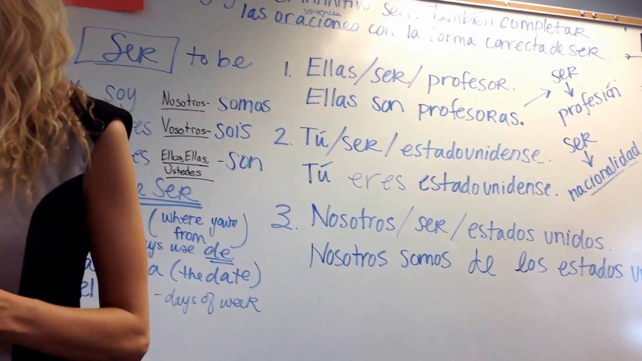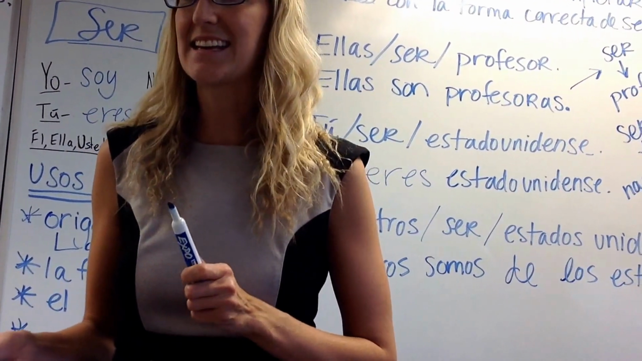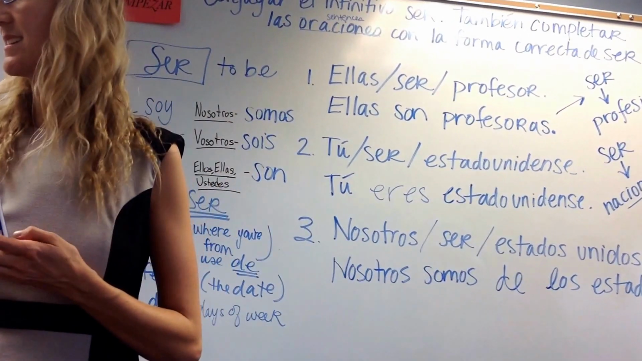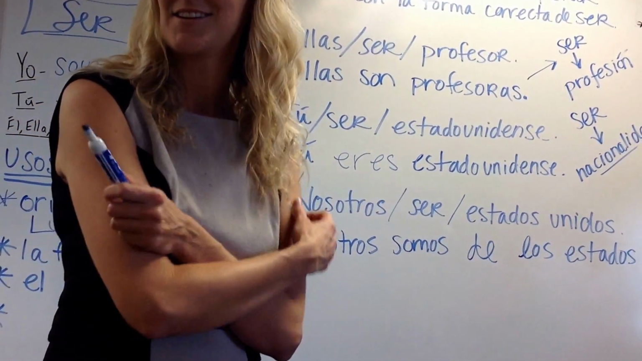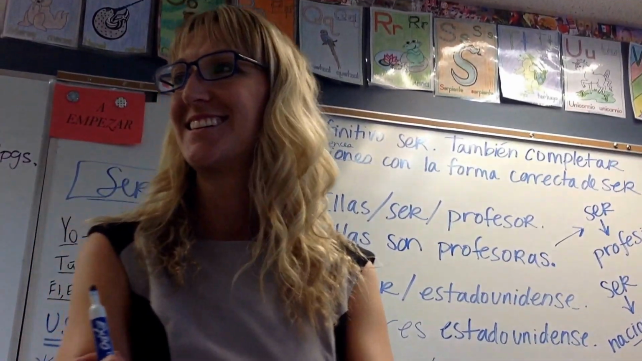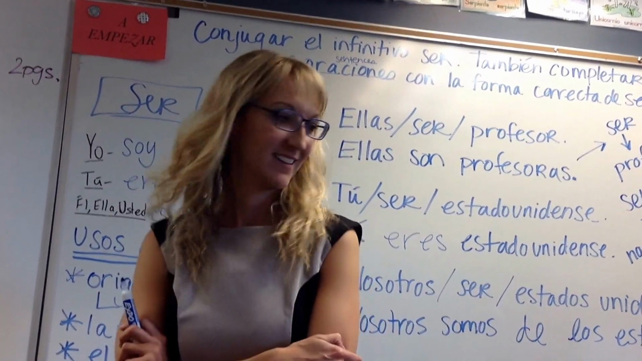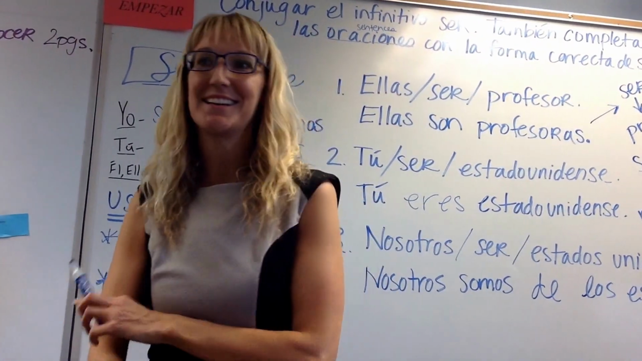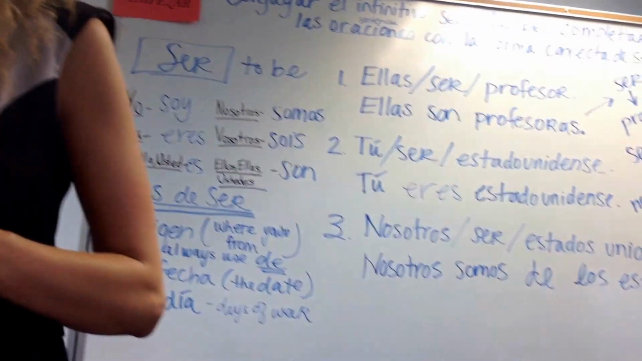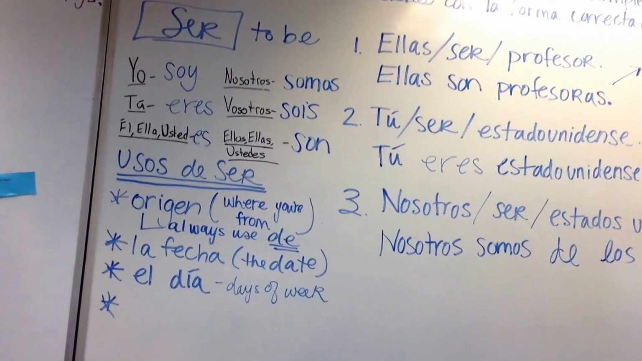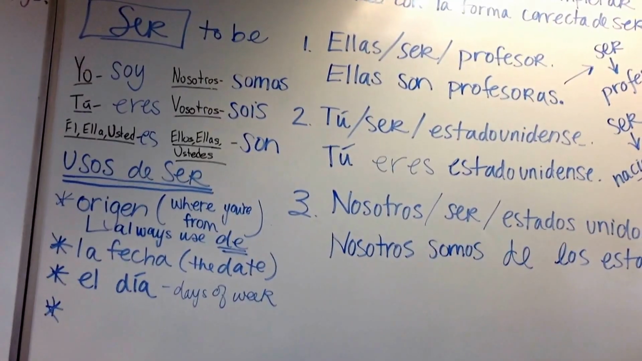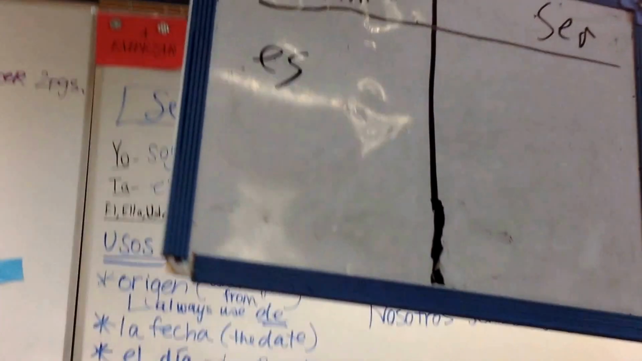Okay, I got a really tricky one for you. Are you ready? It is. How do you say it is? You got it. We have, repite: es.